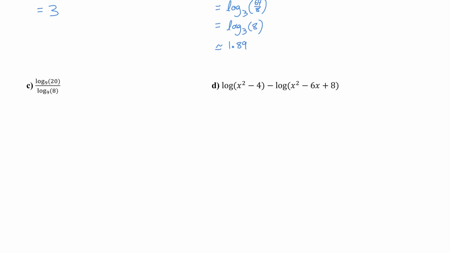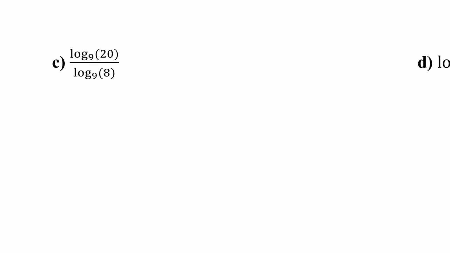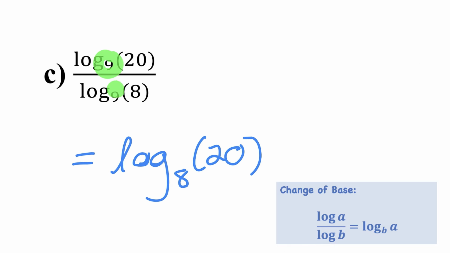Let's move on to C. If I want to combine these two expressions into a single logarithm, I need to use the change of base formula. The change of base formula tells me that this would equal log base 8 of 20. Notice the bases of 9 on both of those logarithms don't appear anywhere in this expression. All that mattered was that they were the same base, and then I was allowed to use the change of base formula.